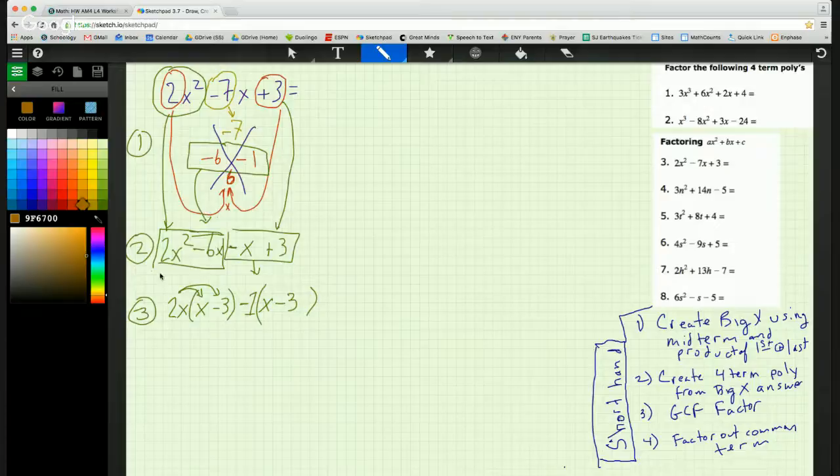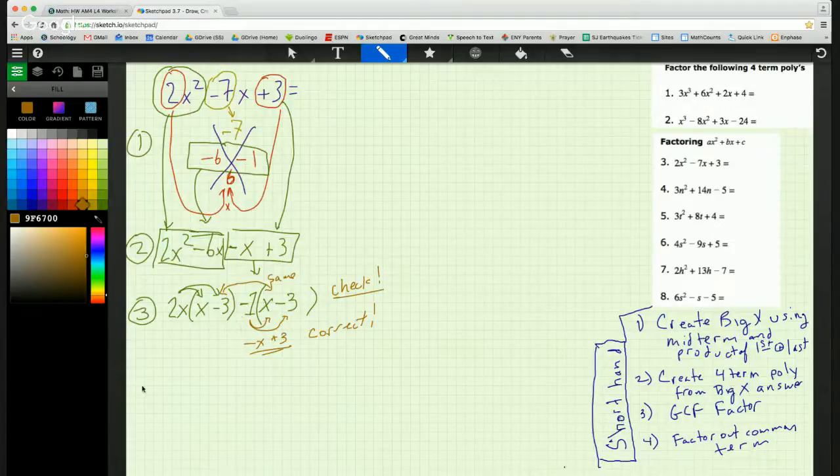Now I strongly recommend at this point you check. So let's see. I get -1 times x, that would be -x, and -1 times -3 is +3. So there's my -x plus 3. So I'm correct. If you would have had a +3, this little check step here would have failed. And the other neat check is that these two binomials should be the same. And if they're not, you've done something wrong.